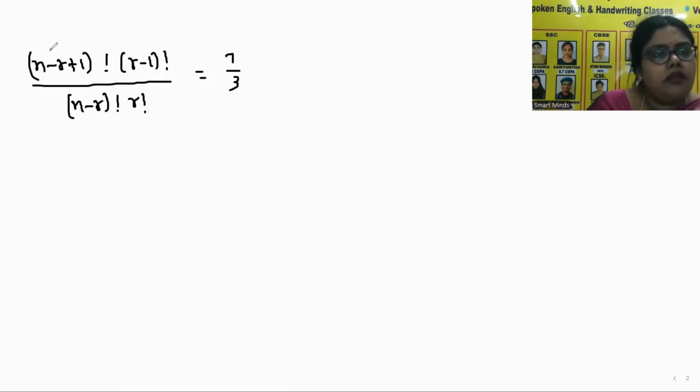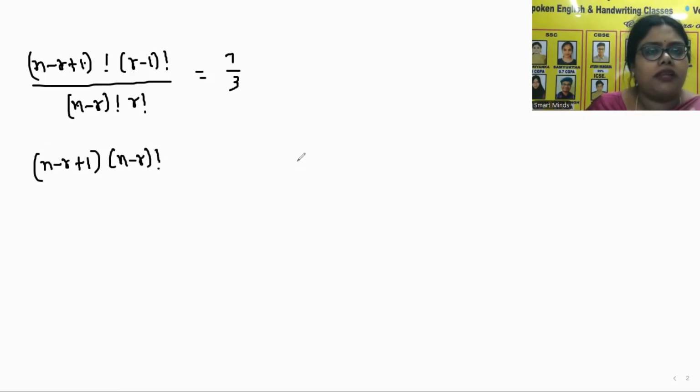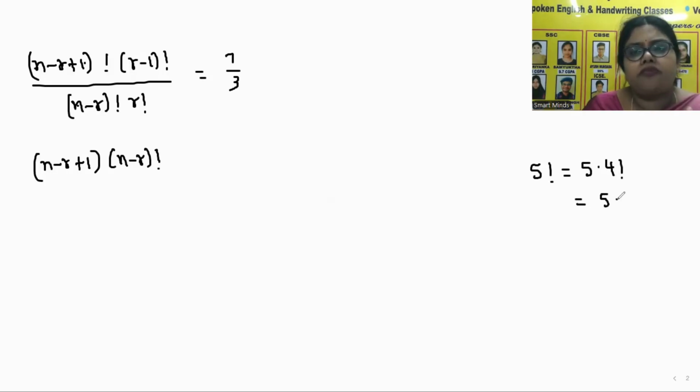Now you see, from n minus r plus 1 and n minus r, which is greater? n minus r plus 1 is greater. So the greater one we will simplify. So we can write (n minus r plus 1) into (n minus r) factorial. See why? Because 5 factorial we can write as 5 into 4 factorial, or 5 into 4 into 3 factorial, or 5 into 4 into 3 into 2 factorial. So this is the concept, okay?